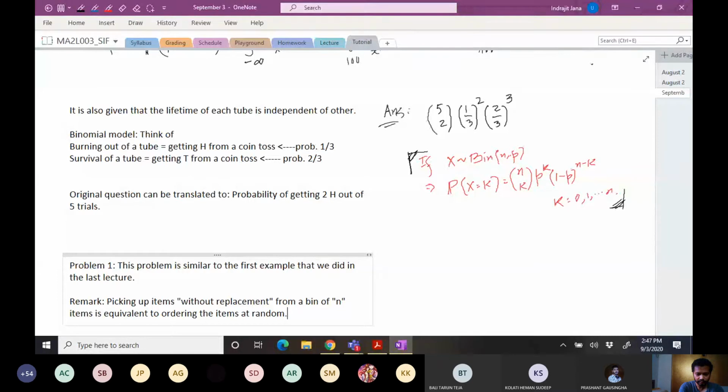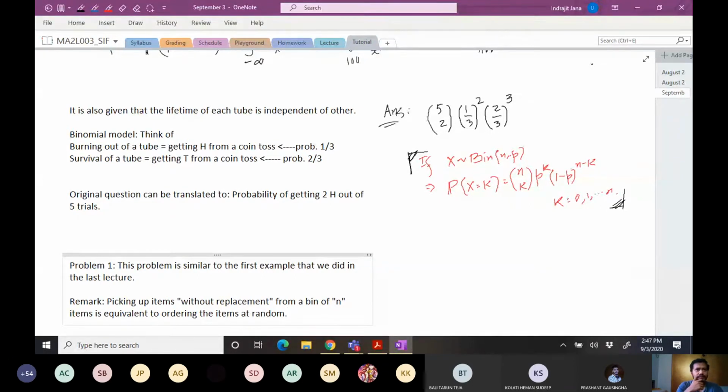In this problem, the boys and girls are ranked according to their scores, which is a similar phenomenon. Like boys and girls are put in a bin, and you pick them up at random. Whoever comes first, you rank them as the first rank, and whoever comes second, you rank them as the second rank, and so on.